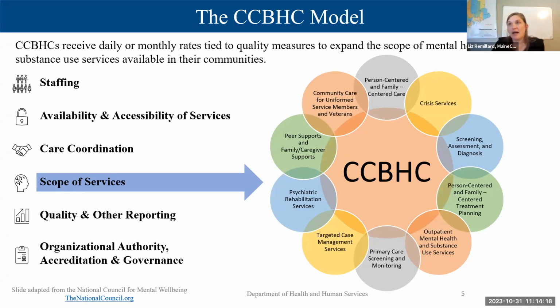So the CCBHC model has a set of elements and criteria that, from federal and national expectations, we will need to meet as we certify agencies to be CCBHCs. There are staffing expectations, accessibility and availability expectations, a foundation of care coordination, 9 core services that need to be delivered, based on how we define those, quality reporting expectations, and then governance and accreditation standards as well.